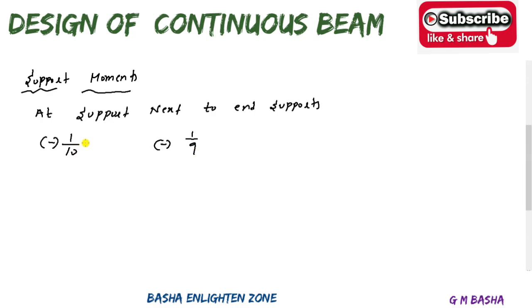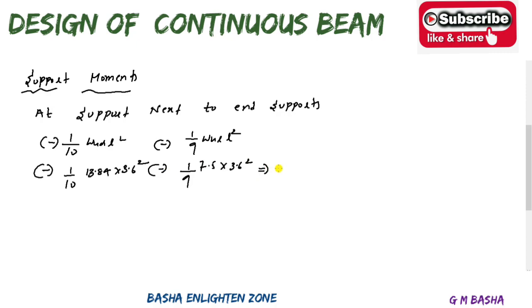And again same conditions, that is WUD LE square, WUL LE square. Again simplify these two. Minus 1 by 10, WUD will be 13.84, effective span will be 3.6 whole square. Take down the minus common and you can take both these values. You will get again minus 1 by 9, WUL will be 7.5 into LE square will be 3.6 whole square. If you simplify these two, you will get a maximum negative moment of 28.74 kilonewton meter.